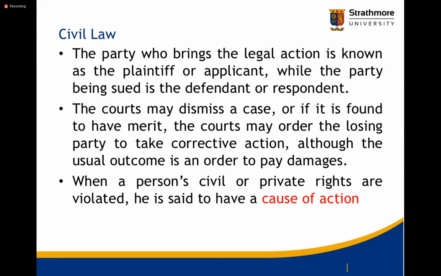The courts may dismiss a case, or if it is found to have merit, the courts may order the losing party to take corrective action, although the usual outcome is an order to pay damages. So dismissal of a case is one of those actions the court can take if it's found that the case is frivolous and without any merit. However, if the court really found that indeed this person was given a loan, there's even an M-Pesa message, and he has been sent so many texts to pay back this loan and they have refused, the court can give an order for the party who is sued, who we usually call the defendant, to pay you the sum of money that they owe you.